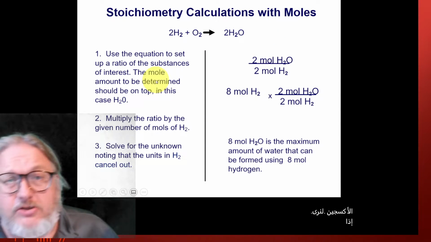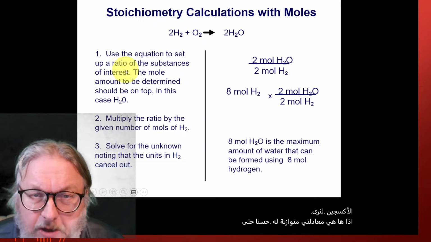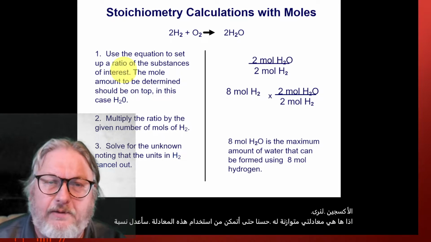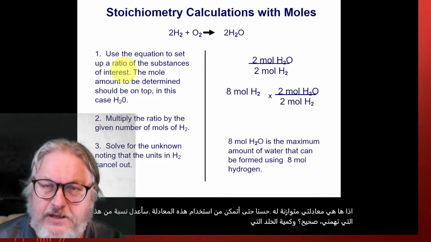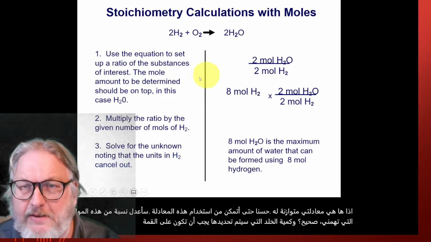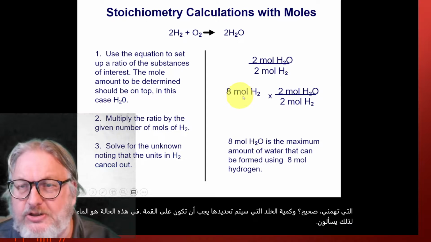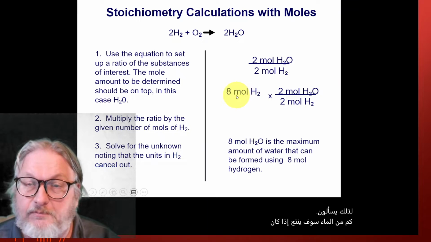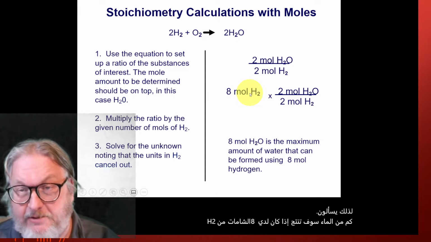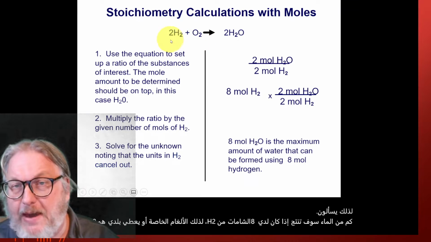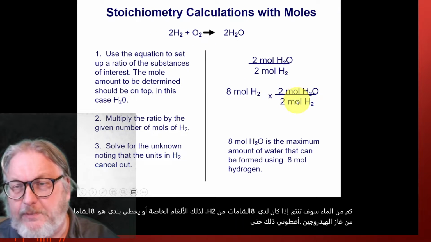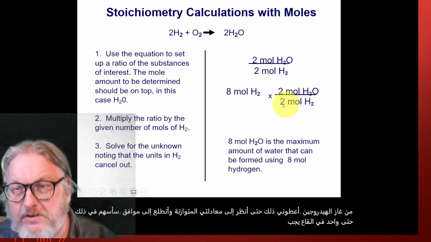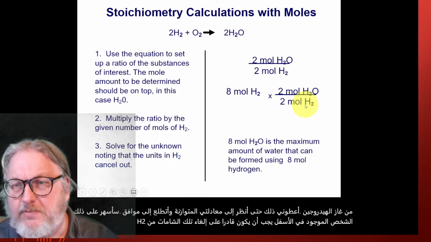Okay? So I can use this equation. I'm going to set up a ratio of these substances that interest me, right? And the mole amount to be determined should be on top. In this case, it's water. So they ask how much water is going to be produced if I have 8 moles of H2. So my given is 8 moles of hydrogen gas. They gave me that. So I look at my balanced equation and I'm going to set up a ratio. The one on the bottom has to be able to cancel out that moles of H2. So I'm going to put the number of moles of hydrogen gas on the bottom.